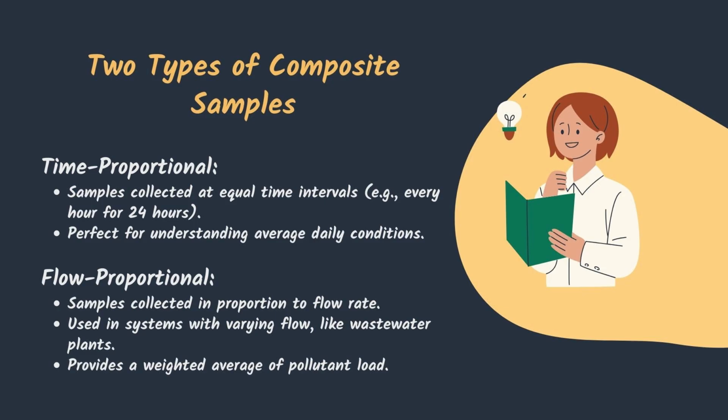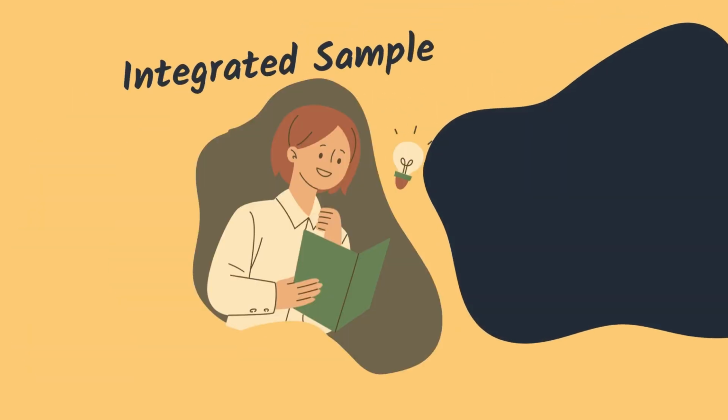And second is flow proportional. This method is used in places with varying flow rates, like a wastewater treatment plant. We collect samples in proportion to the flow rate. When the flow is high, we take a larger volume of sample, and when the flow is low, we take a smaller volume. This gives us a weighted average that is more representative of the total pollutant load.